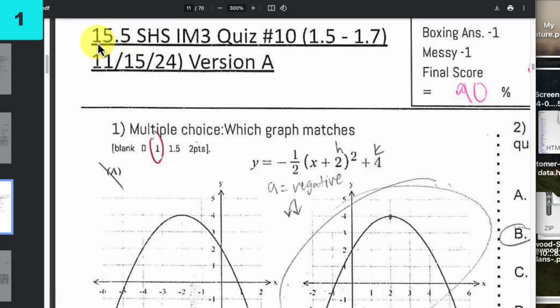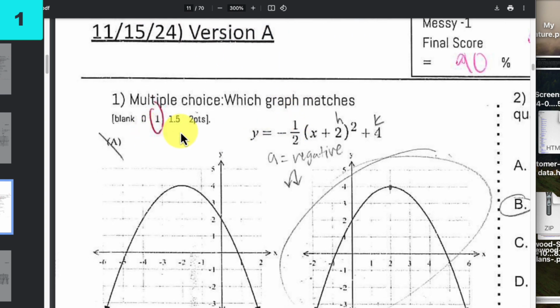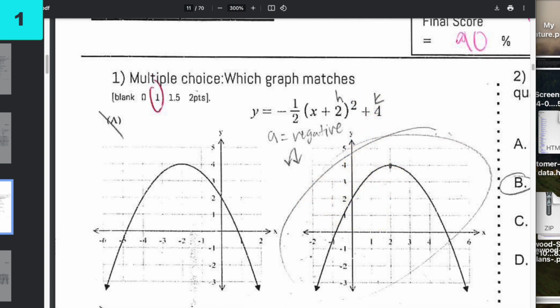Hey guys, let's go over 15.5, quiz 10, 1.5 to 1.7, version A, question number 1. The student knew that the A value was negative, so it's going to go down, and then they had their H and their K, but they did not get the correct answer here.